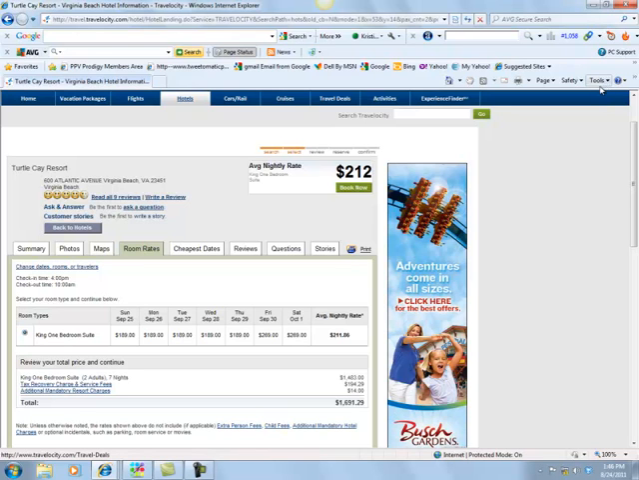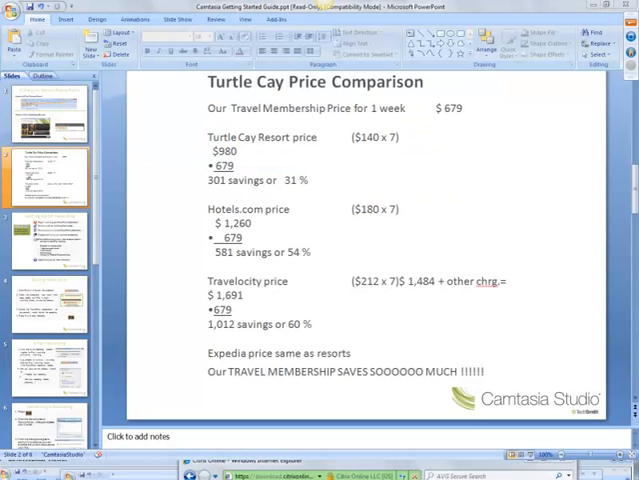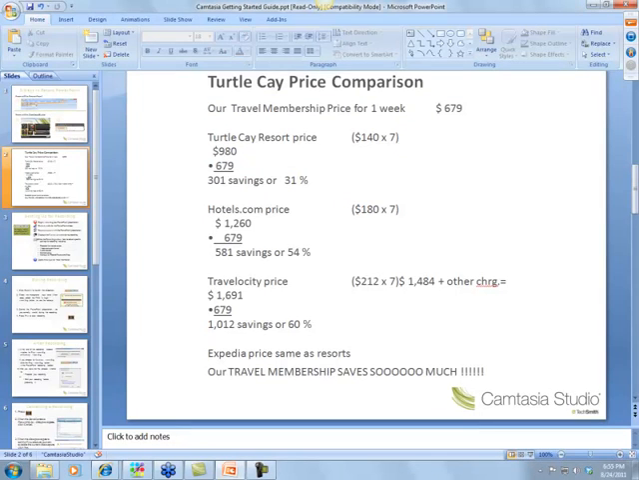Anyway, let's go look at one other comparison. And here we are at Expedia. Expedia, again, is offering the same price that Hotels.com did at $180 per night. And that, again, going back to our travel membership. So you can see by being a member of our travel membership that we have an incredible amount of savings. It really is true. So you can rest assured that you will always get the best price and stay at the best place.